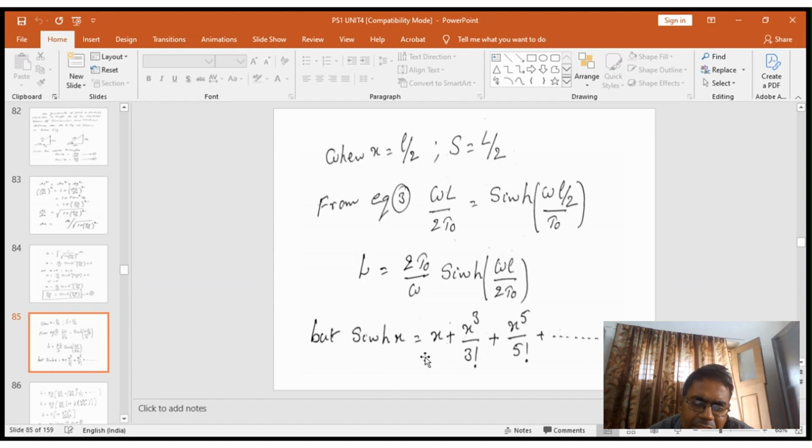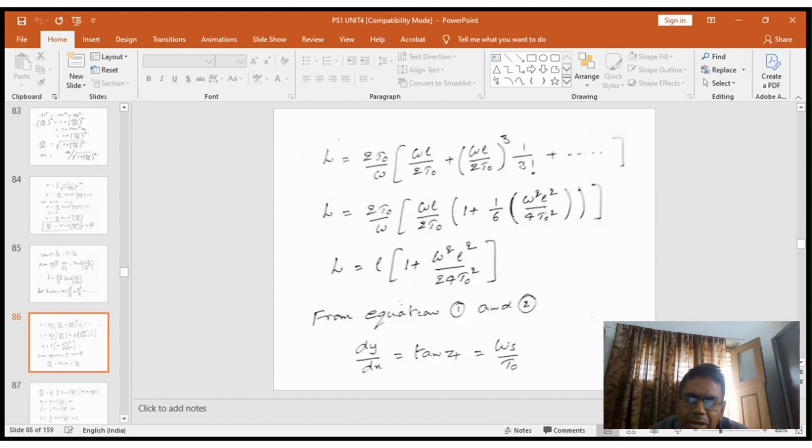But the sinh x definition is x plus x cubed by 3 factorial plus x power 5 by 5 factorial and so on. Neglecting the higher order terms, L is equal to 2T naught times omega L by 2T naught plus (omega L by 2T naught) whole cubed into 1 by 3 factorial, and neglecting the higher order terms, finally we get capital L is equal to L into 1 plus W square L square divided by 24 T naught square. L is nothing but a length of the wire. Then in this method, we calculate the total length of the conductor. Small l is nothing but a span length, W is weight of the conductor, T is tension in the conductor.